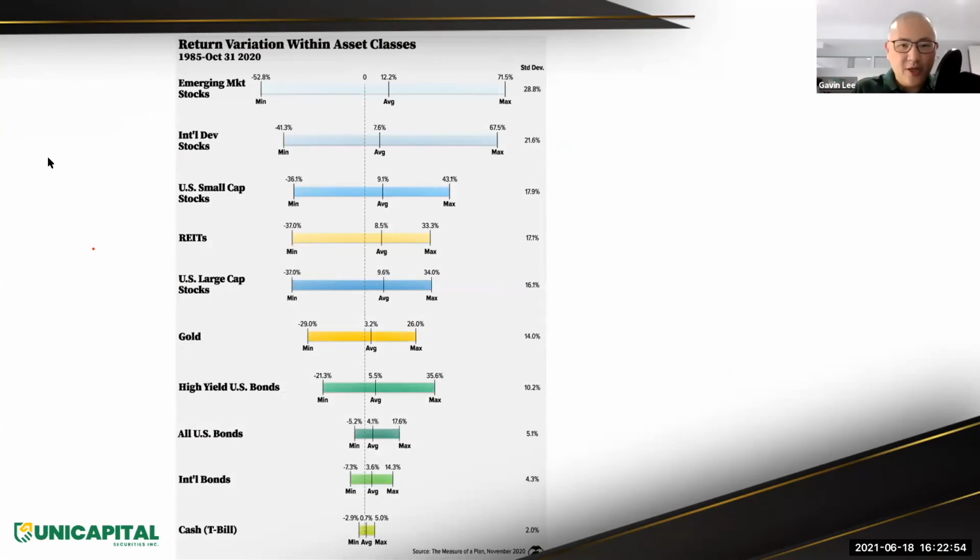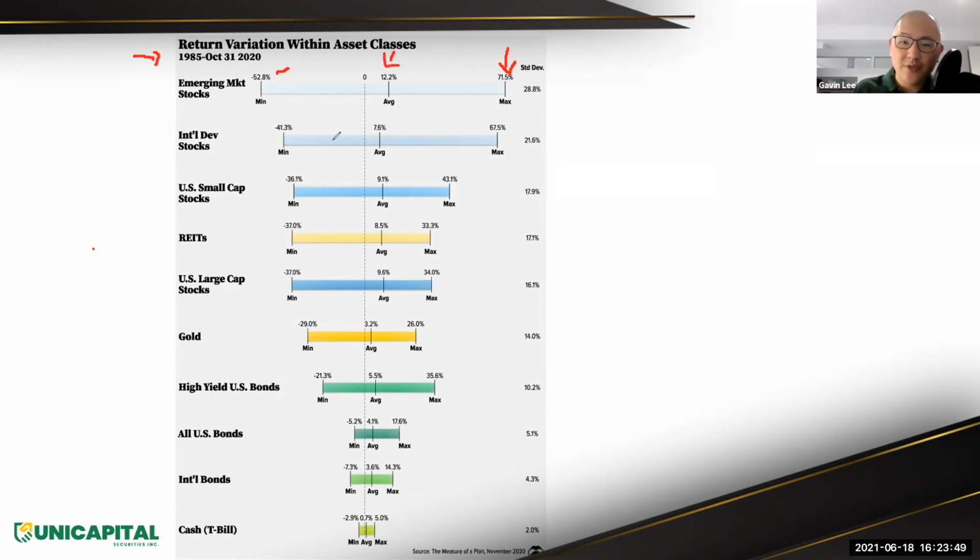Now, finally, here's another way of looking at it: the return variation within the asset classes. For example, here on top, you have the emerging market stocks, wherein the range of returns runs from negative 52% all the way to positive 71.5%. This is from 1985 to October 31 of last year. So for emerging market stocks, as low as negative 52% and a high of 71.5%. That's a standard deviation of 28.8%, which means it's high risk. The range of possible returns is very wide, with an average of around 12%.